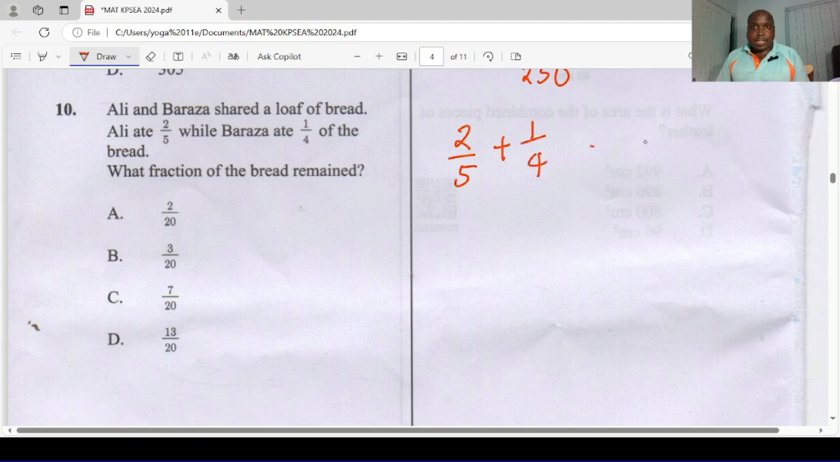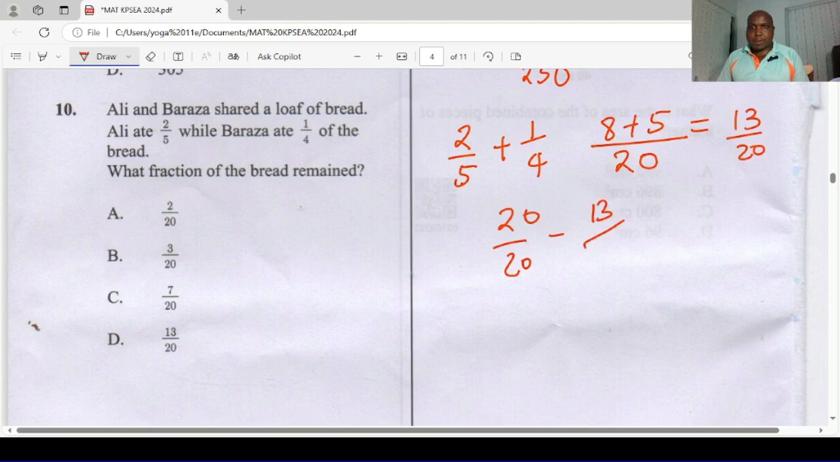So let's see the total they ate. LCM is 20. 20 goes here 4 times, 4 times 2 is 8. Plus 20 goes to 4, 5. So this is 13 over 20. So the whole bread is 20 over 20 minus 13 over 20. What is remaining is 7 over 20. 7 over 20 remained.